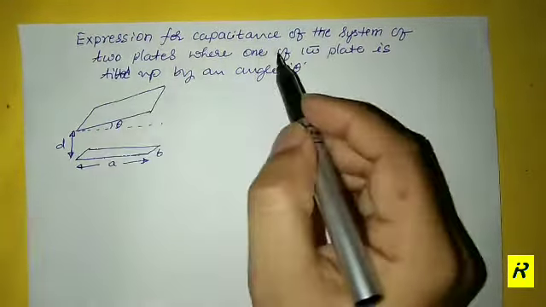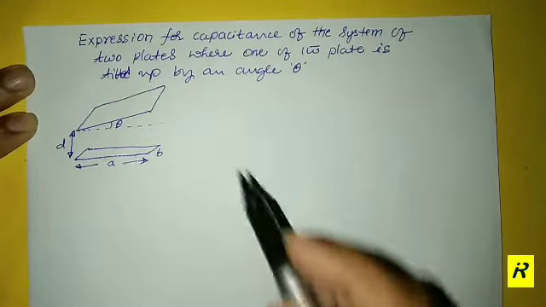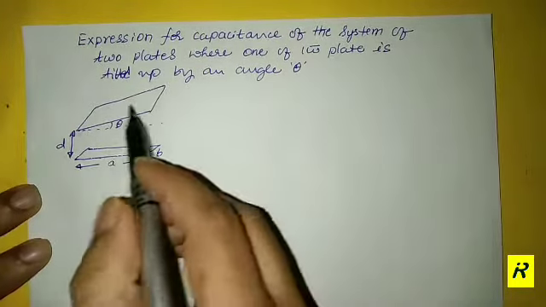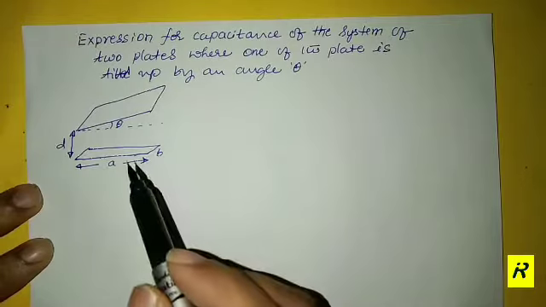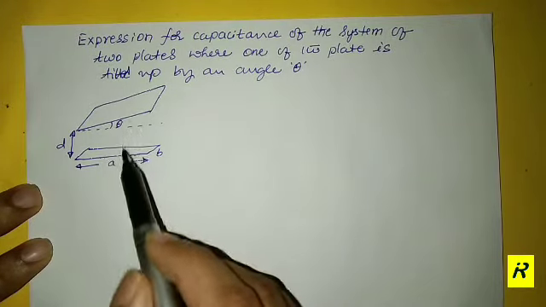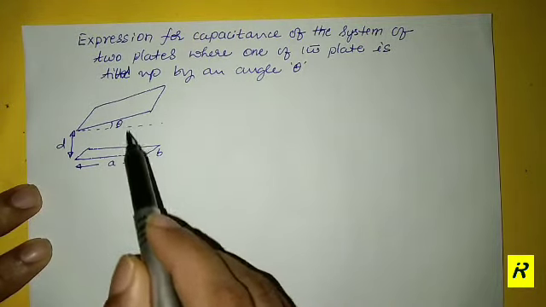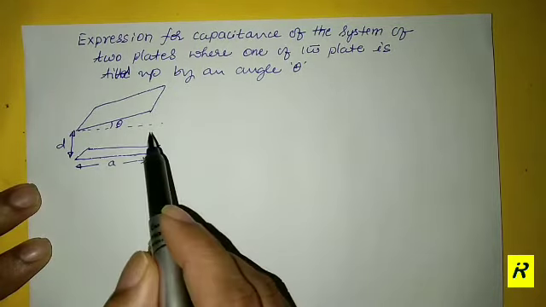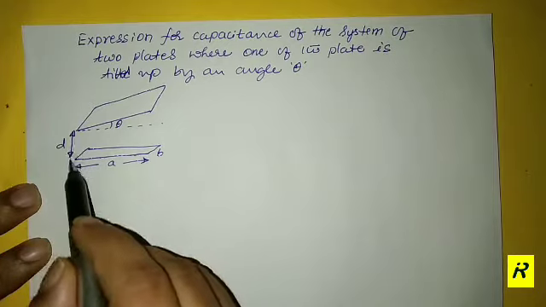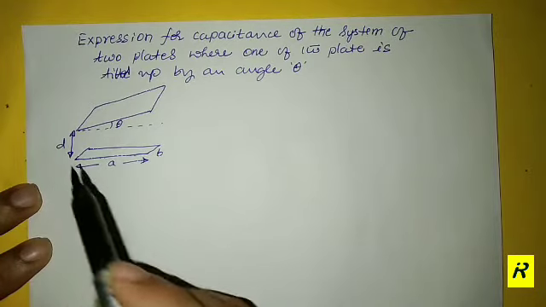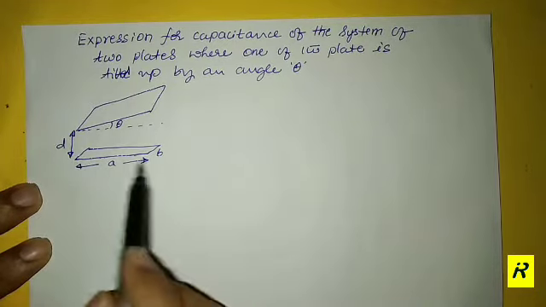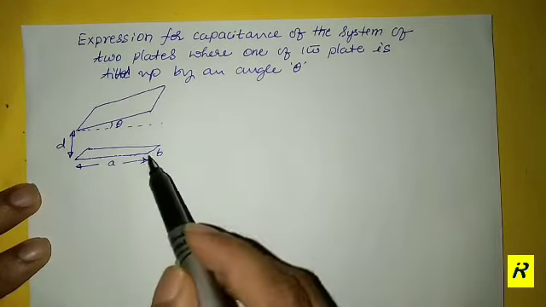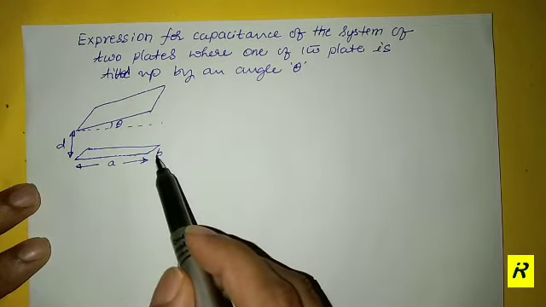Expression for capacitance of the system of two plates where one of the plates is tilted up by an angle theta. So this is what you are seeing, a picture where one of the plates in the system of capacitor is tilted up, making an angle theta with the horizontal. The left separation between the plates is D, and the length of the plate is A, whereas the width is B.